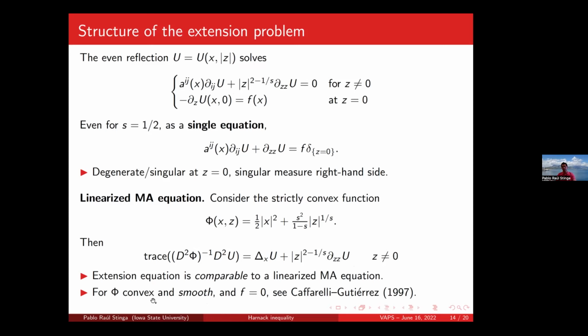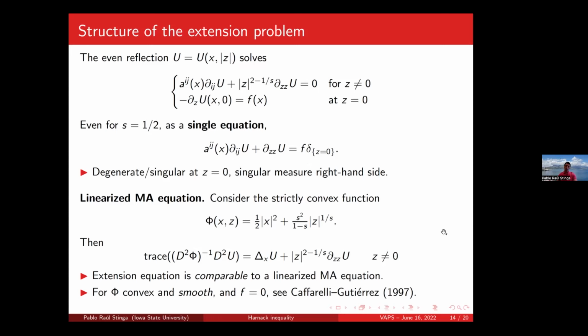So if phi is convex and smooth, and you have a 0 right-hand side, then they prove the Harnack inequality. The problem here is that phi is not smooth. You have the singularity at z equals 0. On the right-hand side, if you look at it as a single equation, it's also singular. It's a singular measure concentrated at z equals 0. Otherwise you have to look at it as a Neumann problem. So we're going to go back to Caffarelli-Gutierrez and use their theory.